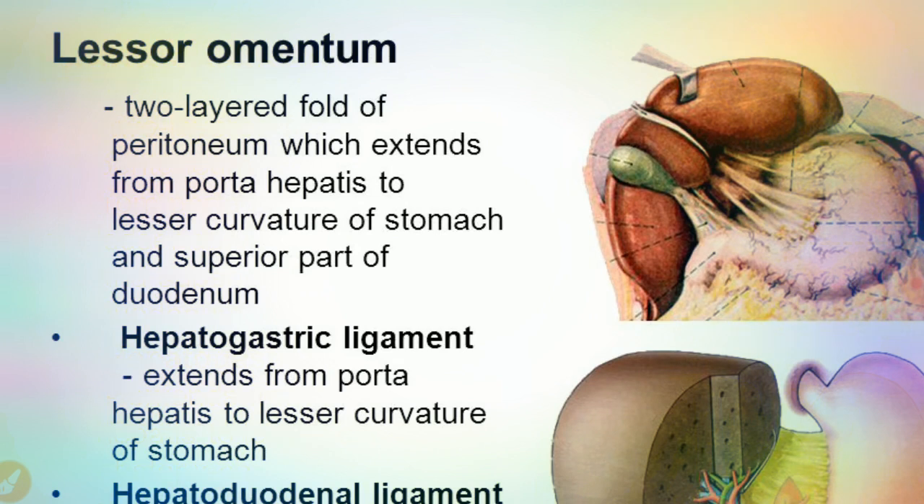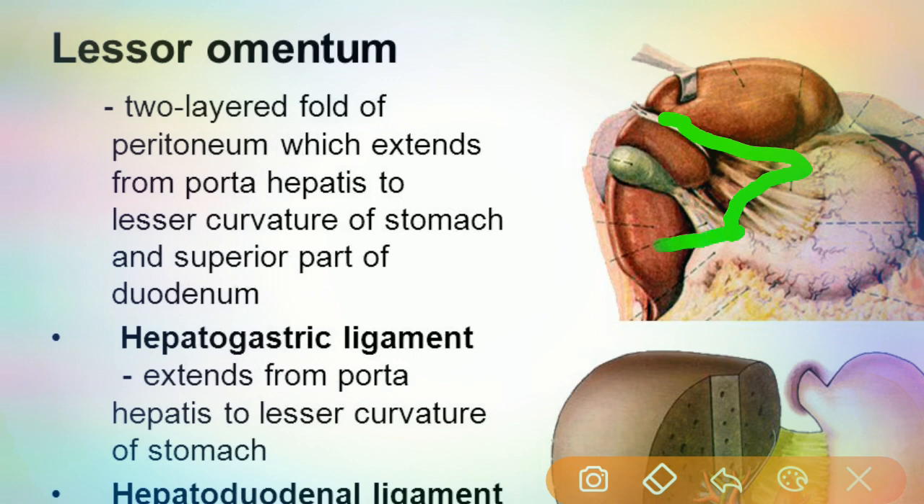So here the lesser omentum is the two layered fold of the peritoneum which extends from the porta hepatis to the lesser curvature of the stomach and the superior part of the duodenum. So where is it extended? It is extended towards the lesser curvature of the stomach from the porta hepatis, and to the superior part of the duodenum. That is the lesser omentum.